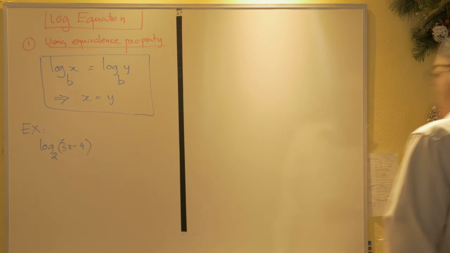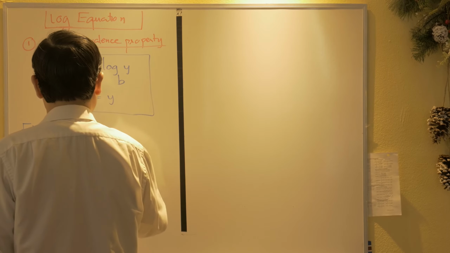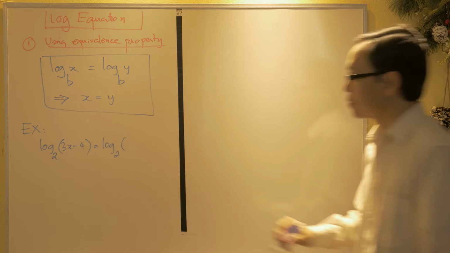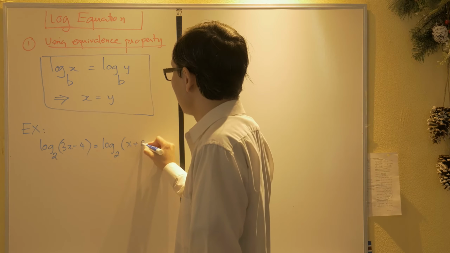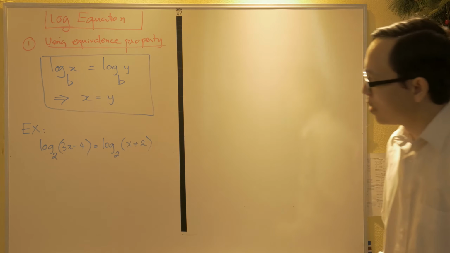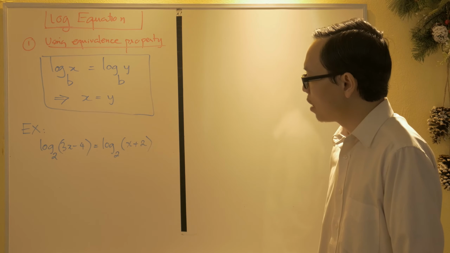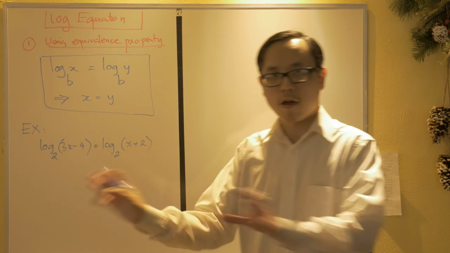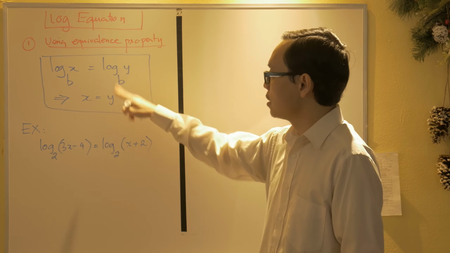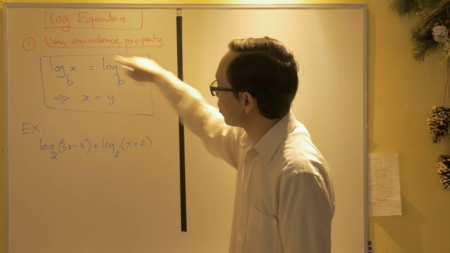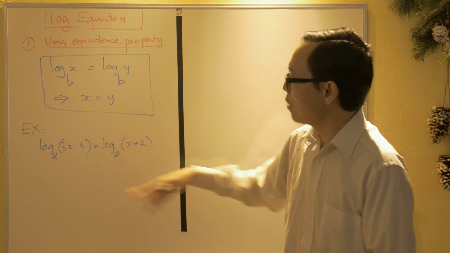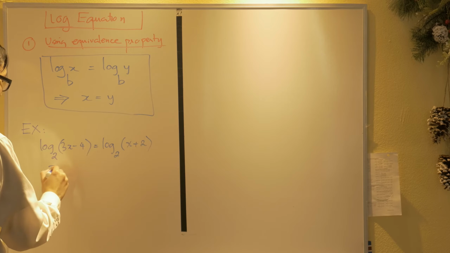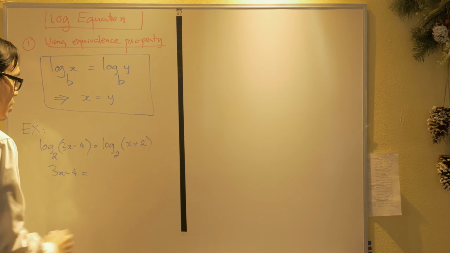Equal to log base 2 of x plus 2. So in this example, this is very simple. You see that the base is the same already, right? If the base is the same, and we have a log on the left hand side and on the right hand side, you see that it's the same as the equivalence property form. Then we can set the arguments equal to each other. The argument is 3x minus 4 equal to x plus 2.